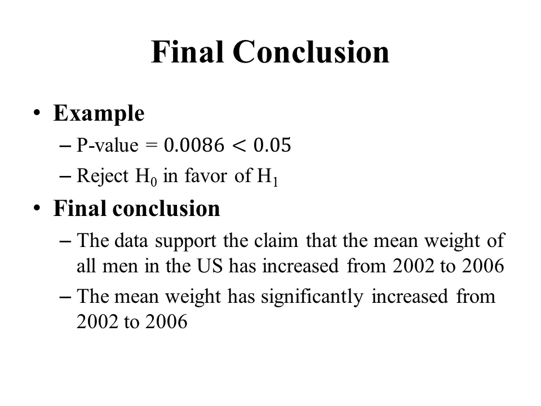One way of restating our final conclusion is we might say that the mean weight has significantly increased from 2002 to 2006. This is just another way of stating our final conclusion. Statisticians like to use this word significantly, and so this is just a way of stating our conclusion in terms of that word, significantly.